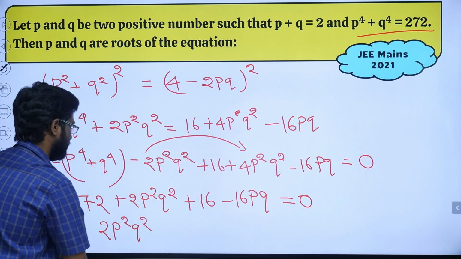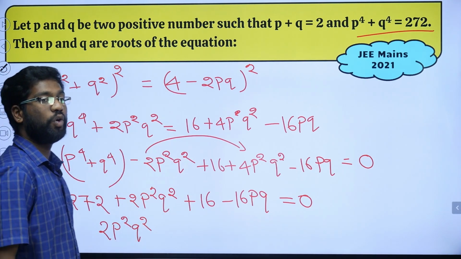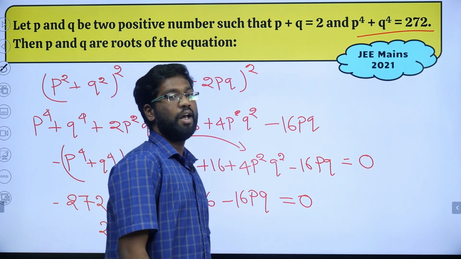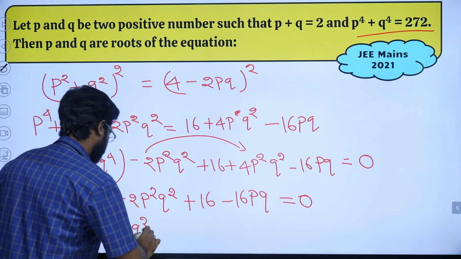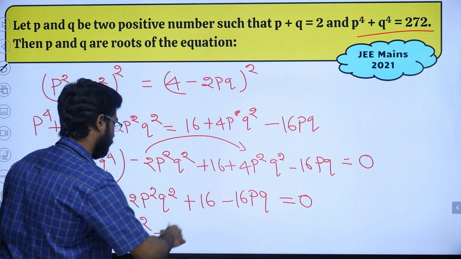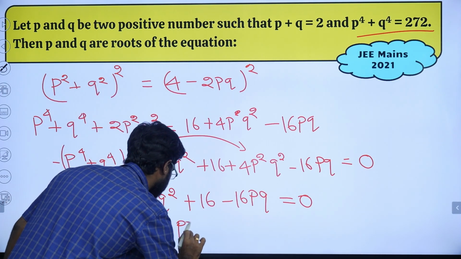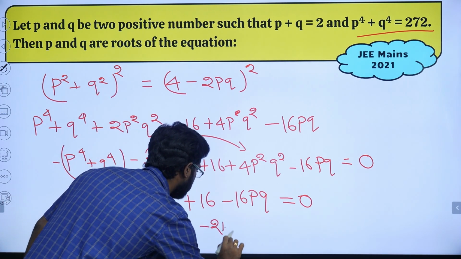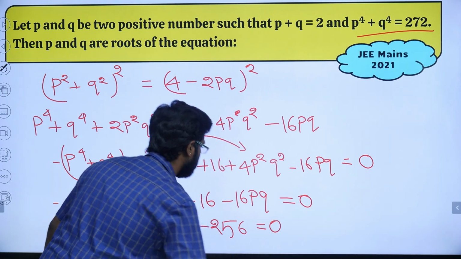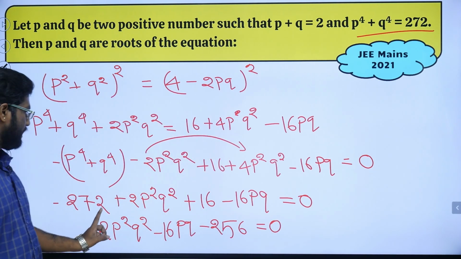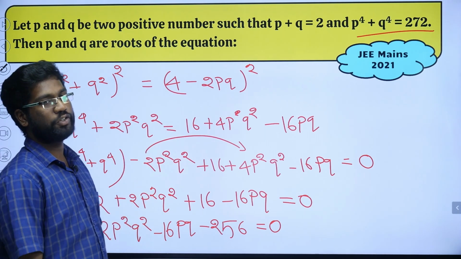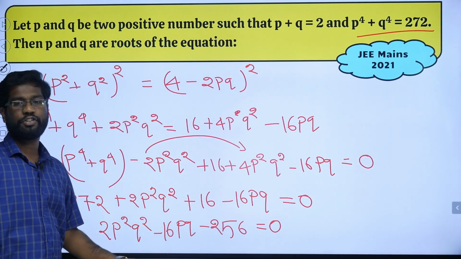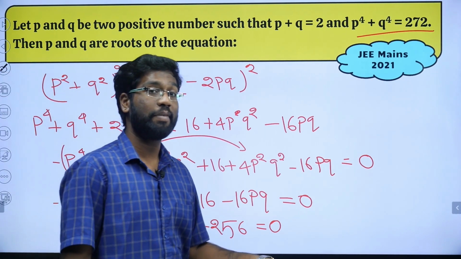q square plus 16 minus 272, what will be the answer, my dear students? Minus 256. Right only, no, my dear students. Before that, let me bring this minus 16pq minus 256 equals 0, my dear students. So 2p square q square minus 16pq minus 256 equals 0. Till now, have you understood, my dear students? Your understanding matters a lot.